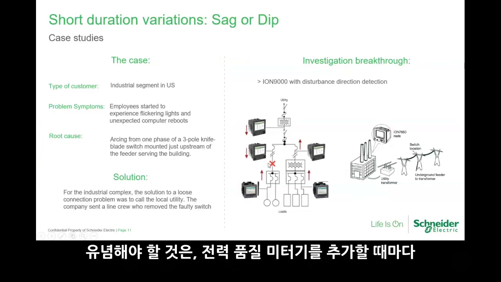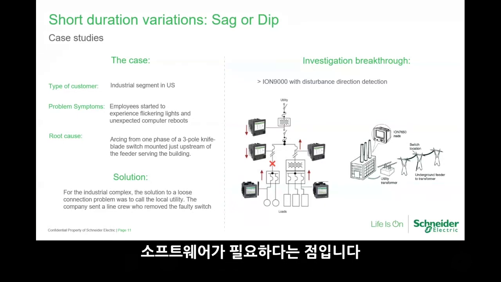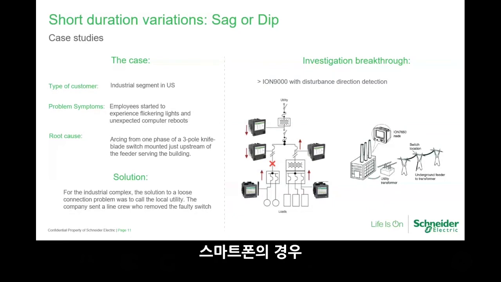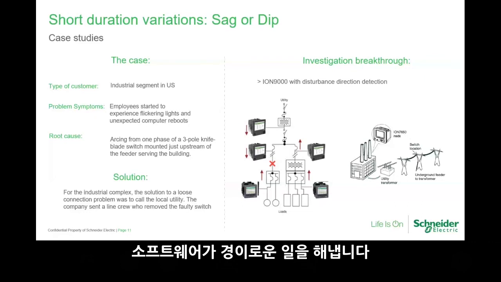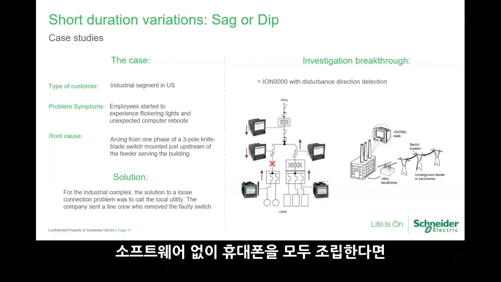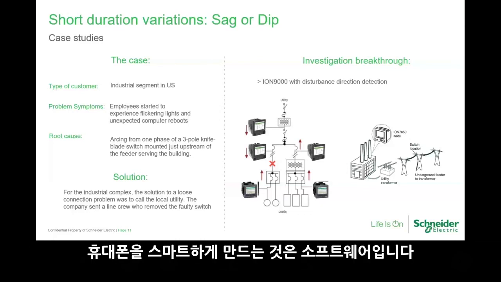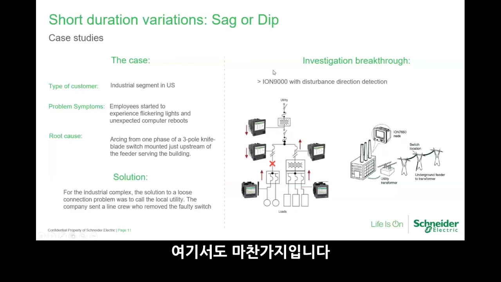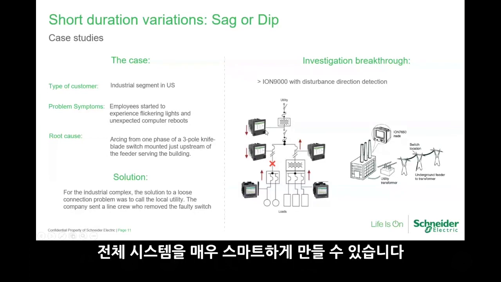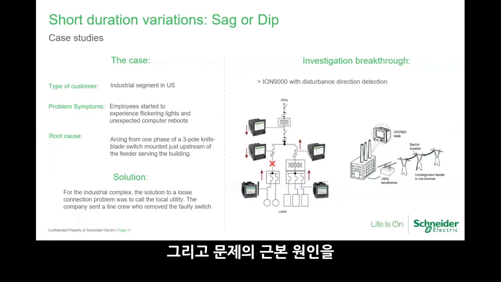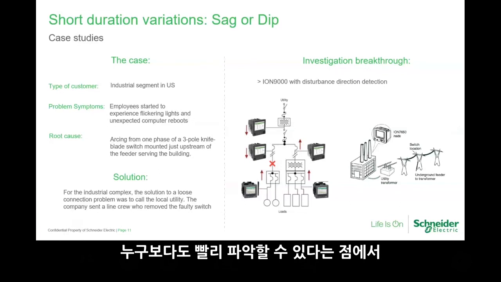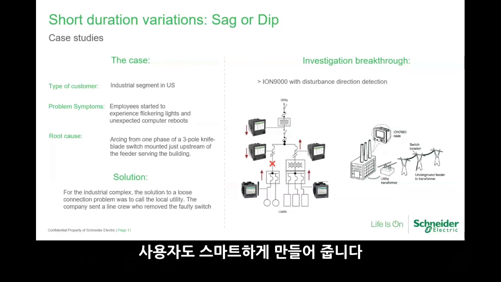Just remember, whenever you have power quality meters, you need to have software, just like our smartphone. How the phone becomes smart is through the software. The software makes the wonders. If you put all the phone hardware together without the software, it will be like our traditional phone. So the software is what makes it very smart. Same thing here: a meter with software makes the whole system very smart, and the person using it also becomes smarter, able to identify the root cause of the problem faster than anybody else.